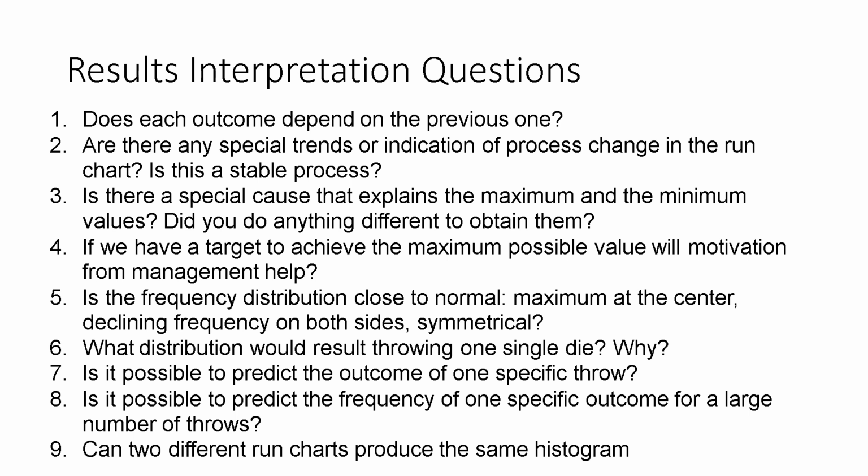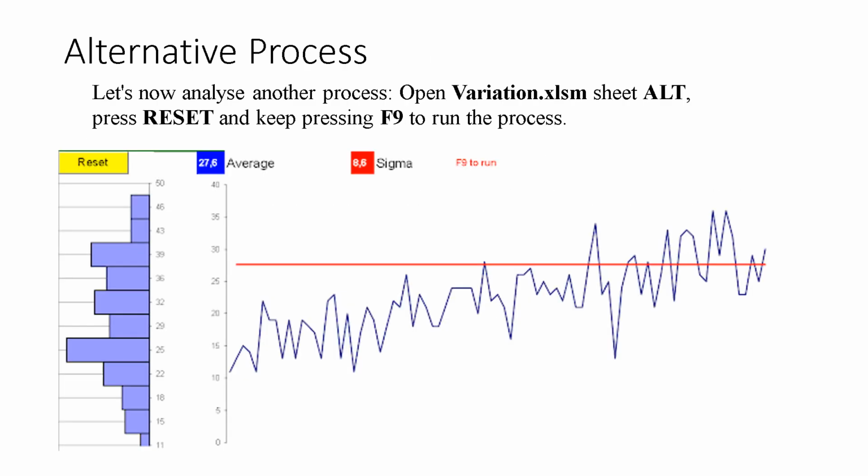Yes, two different run charts can produce the same histogram. The histogram cannot tell us if the process is stable. This can be done with a run chart. Stability doesn't necessarily mean that the process is okay. It just means that the process is neither improving nor getting worse.